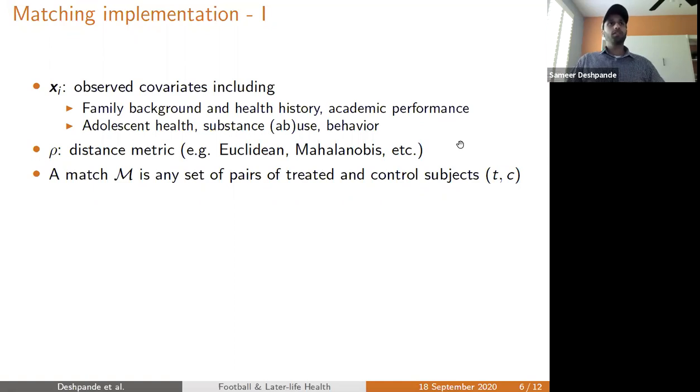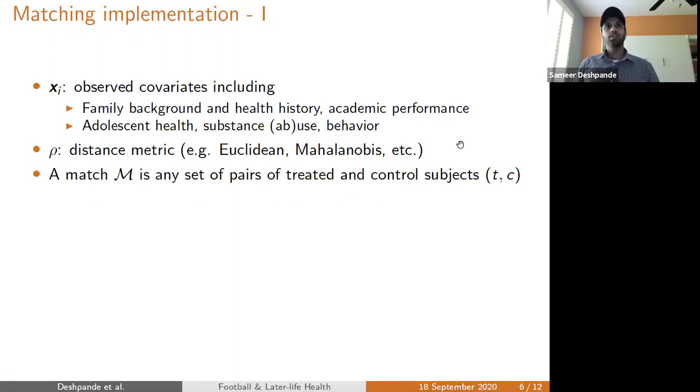Once we're armed with a set of covariates for every person and a distance metric, we can start to compute pairwise distances between all the people in our study. We can look at every treated subject and every control subject and compute a distance between them. I'll say that a match M is any set of pairs of treated and control subjects. We'll talk about matched pairs right now, but everything I say will apply to, say, 1-2 matching or full matching, where you can have one treated and multiple controls, or multiple treated and one control. So we can take all of our treated subjects, compute their distance in this covariate space to all of the controls, and assemble that into a big matrix.